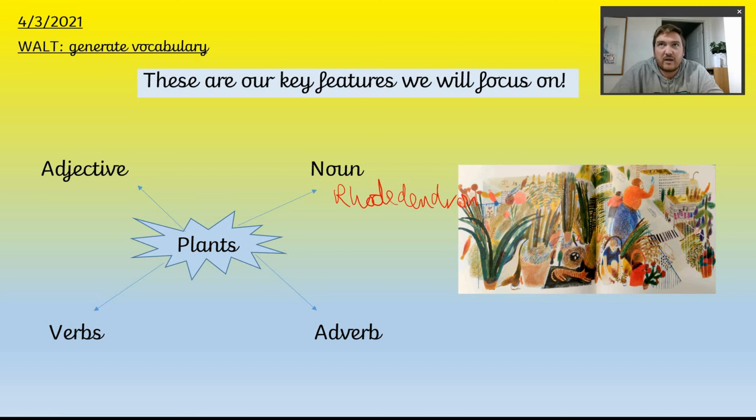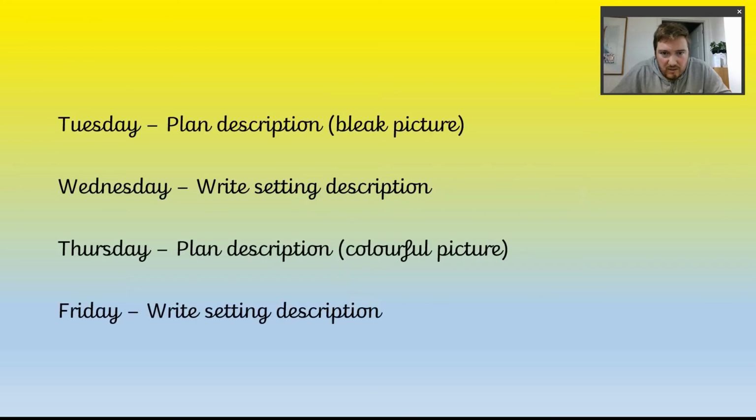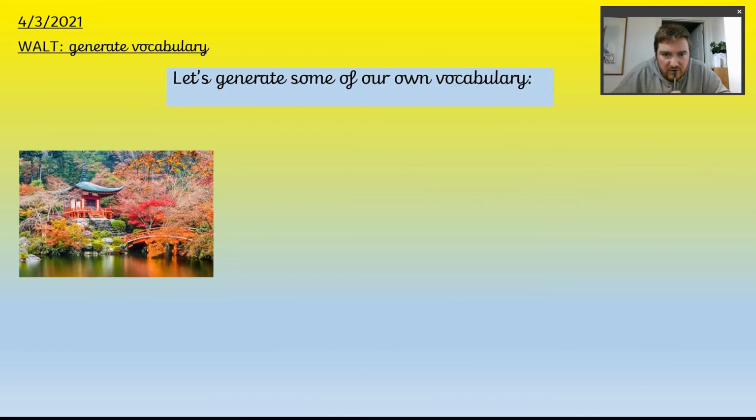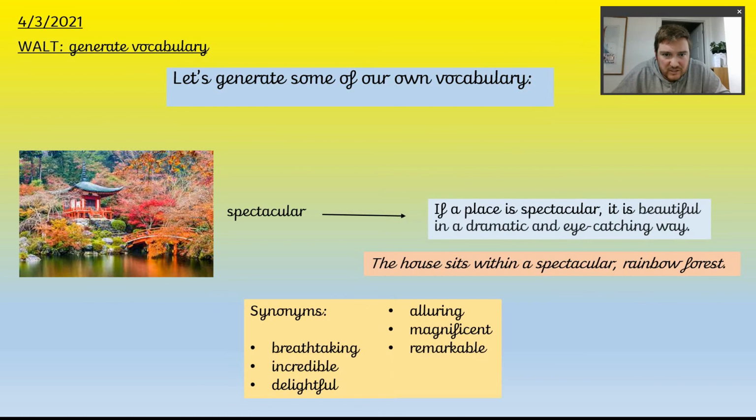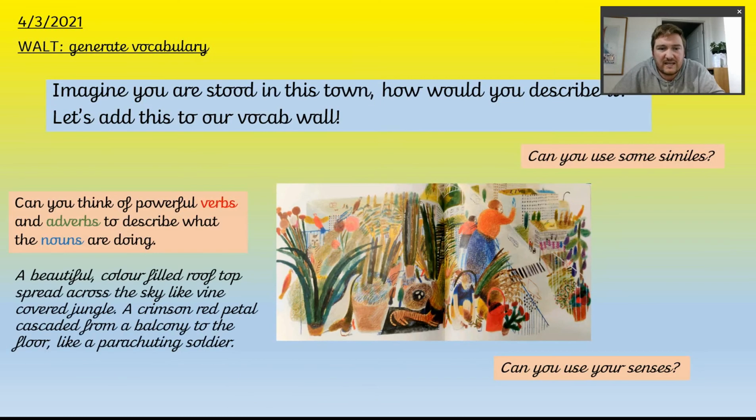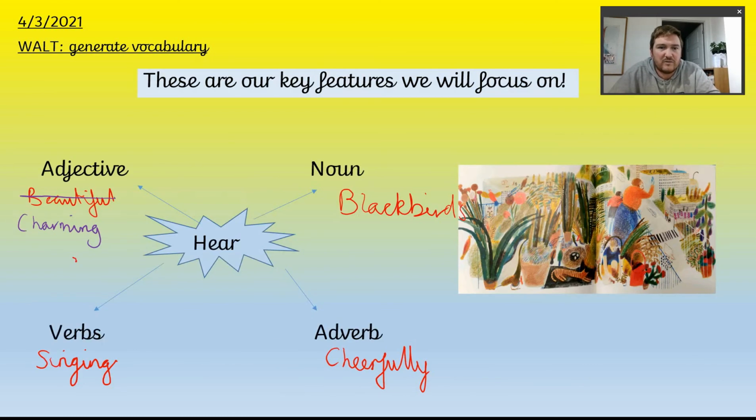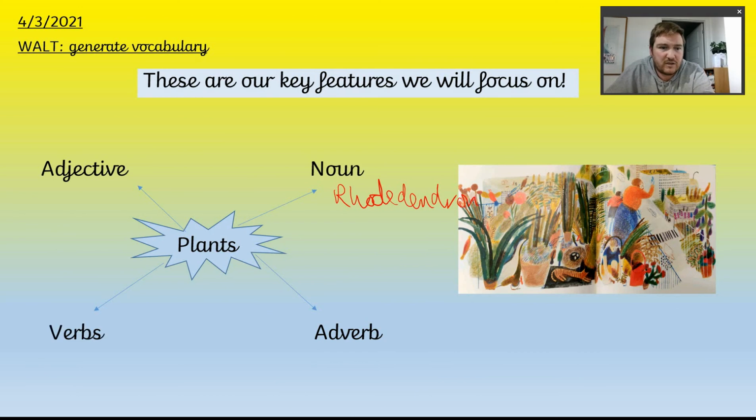Well, this plant comes out in lots of flowers and usually they are full of colours. I might go back to my vocabulary wall that I've come up with so far. Spectacular. Oh, I'm going to use breathtaking. The colour was absolutely breathtaking. So, adjective, breathtaking. So, the rhododendron was breathtaking.